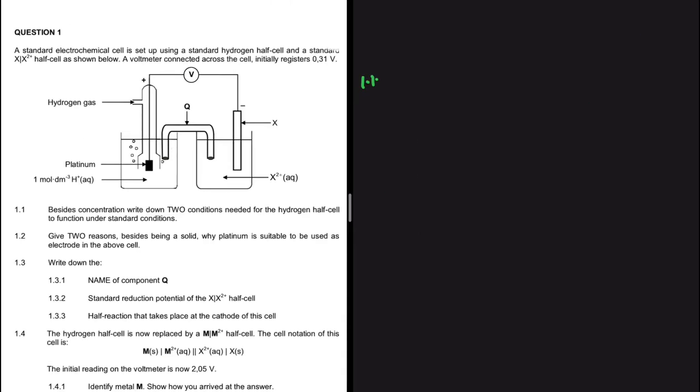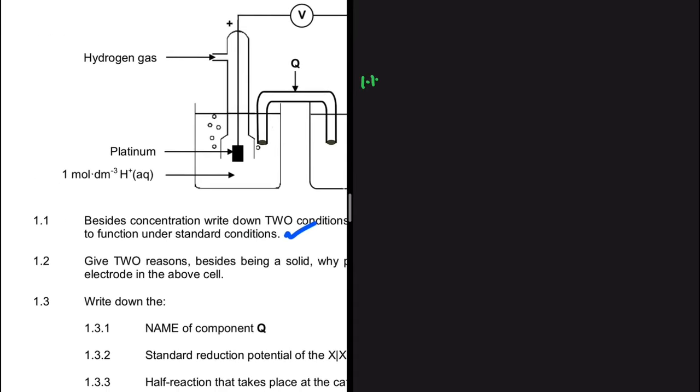Besides concentration, write down 2 conditions needed for the hydrogen half cell to function under standard conditions. In total, we have 3 standard conditions, one being concentration at 1 mole per decimeter cubed. For 1.1, we're looking for the other 2 standard conditions. That is pressure. Pressure is one of our standard conditions at 101.3 kilopascals. Another standard condition we have is the temperature at 298 kelvins or 25 degrees Celsius. That is the answer to 1.1.